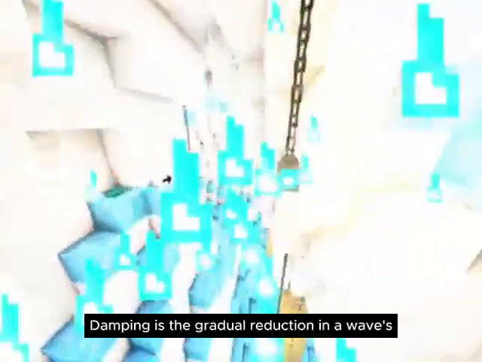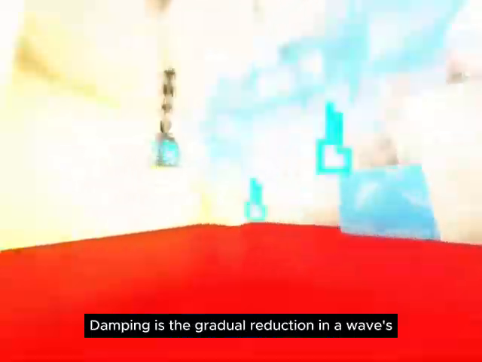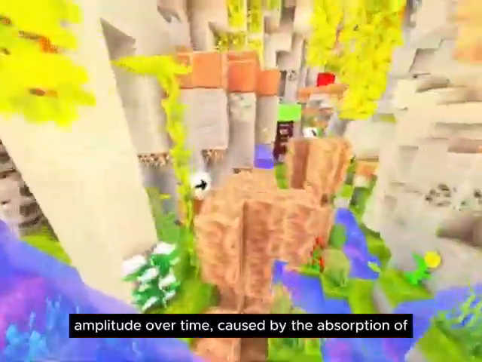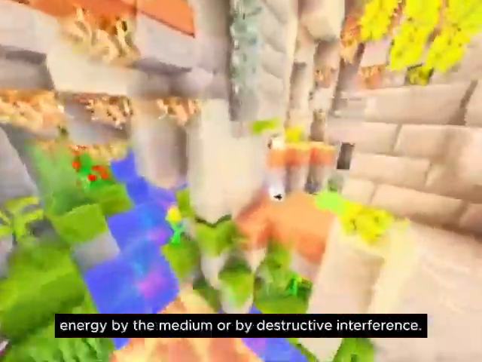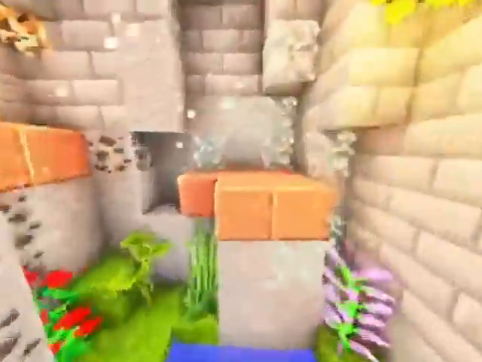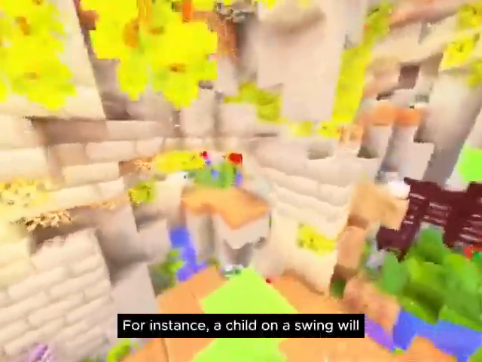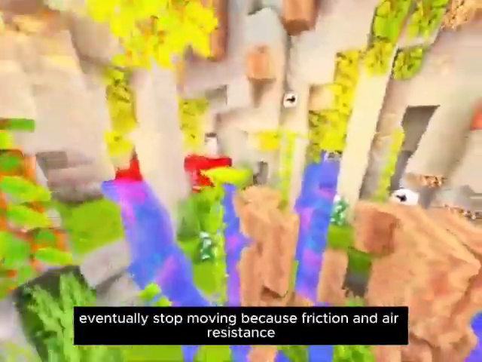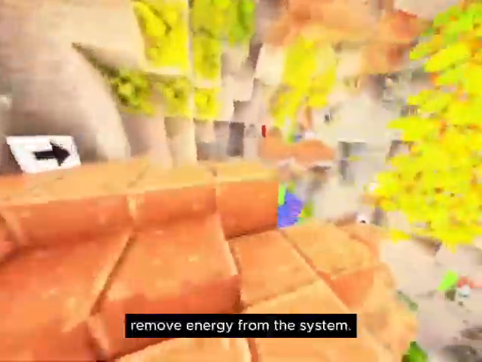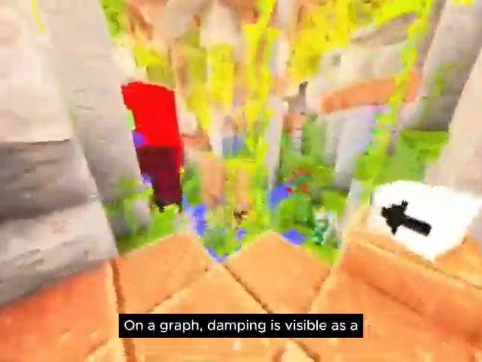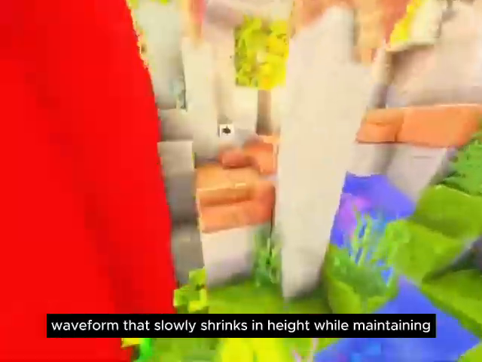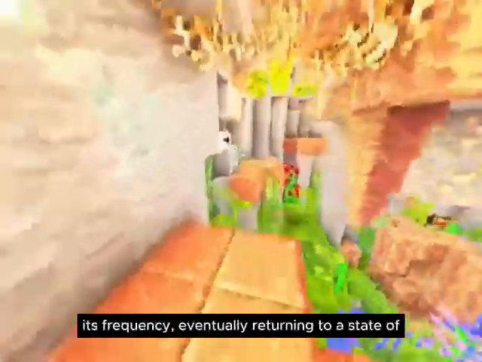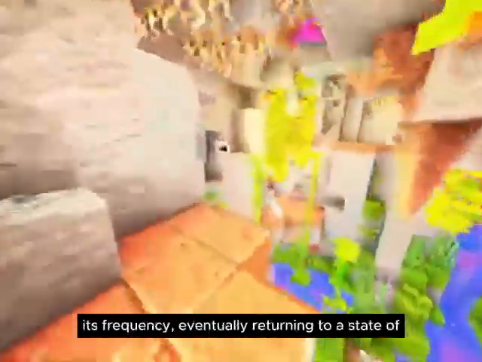Beats: Damping and energy loss. Damping is the gradual reduction in a wave's amplitude over time, caused by the absorption of energy by the medium or by destructive interference. For instance, a child on a swing will eventually stop moving because friction and air resistance remove energy from the system. On a graph, damping is visible as a waveform that slowly shrinks in height while maintaining its frequency, eventually returning to a state of equilibrium.